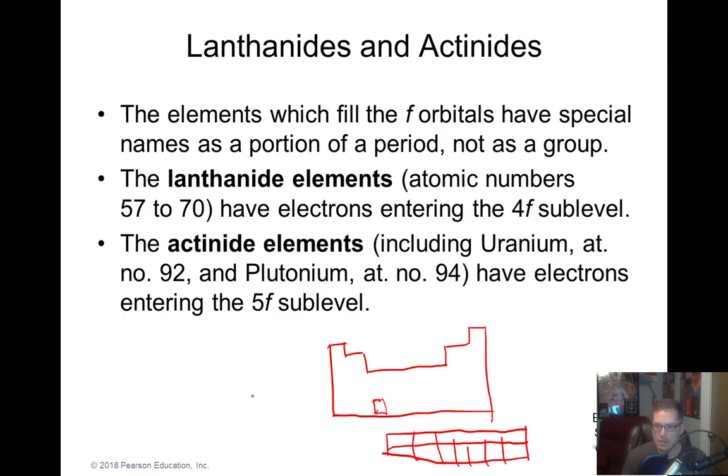The lanthanide elements are these over here, atomic numbers 57 to 70, and the actinides are these here, and they include uranium, plutonium, and all these really fun elements down there. These all fill f orbitals. These bottom blocks are the f orbitals, and they're even lower in energy. So you're going to fill 4f after 6s. So life gets pretty exciting there.